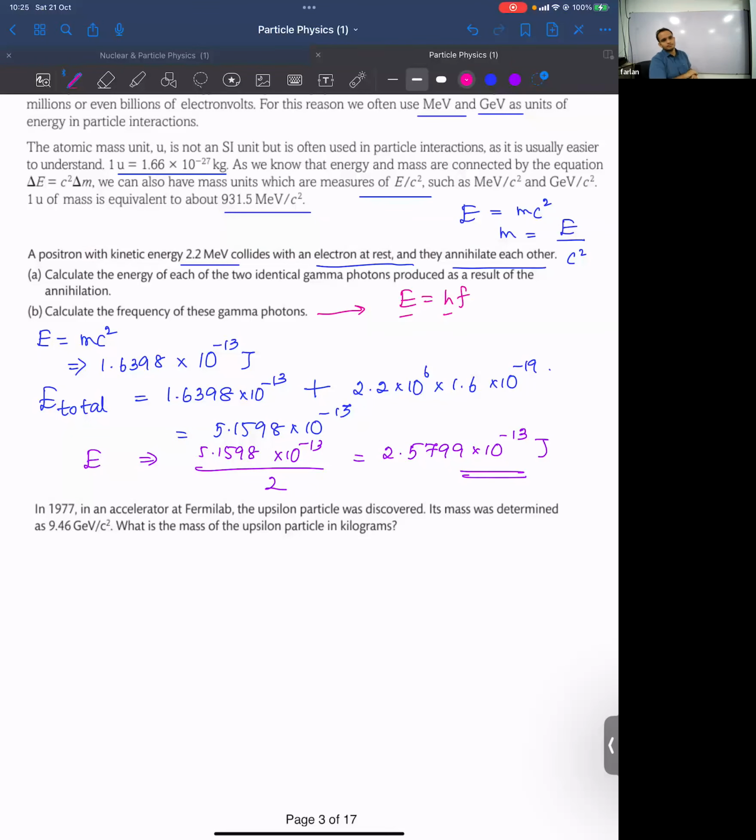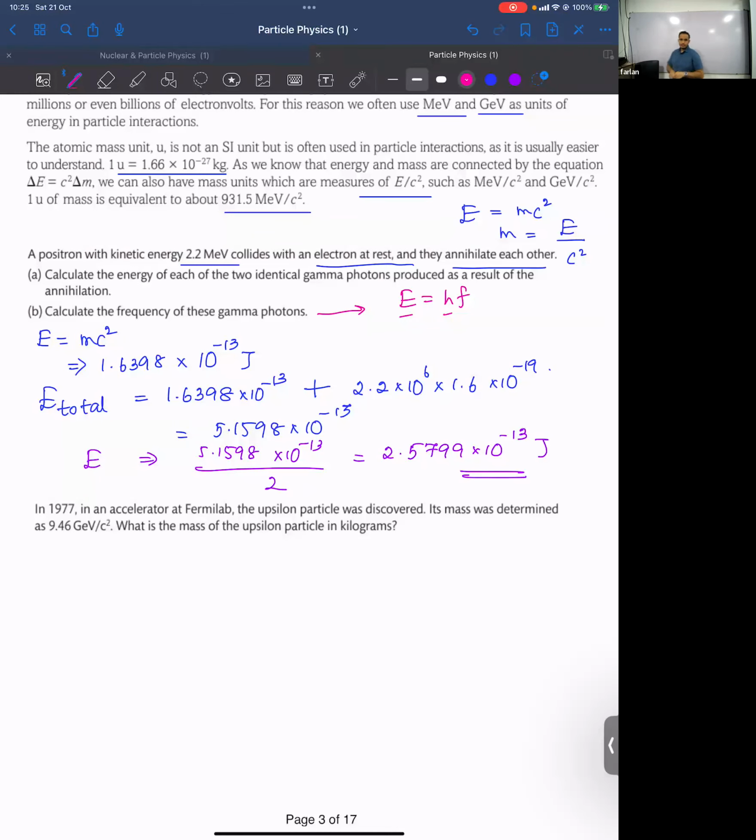So in this case, you have the kinetic energy of the electron, which was at rest. Now I have considered the kinetic energy of the positron plus the energy corresponding to their masses, which is what is getting converted to energy. For the frequency, should you use the total energy or the energy of one gamma photon? E has to be the energy of one gamma ray photon, because E equals hf is used for one photon.